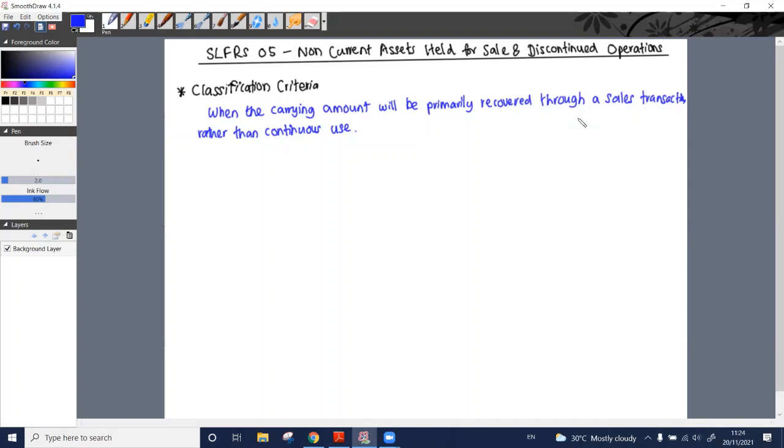We are expecting to sell that asset rather than use it further. If our intention is to sell, we have a machine and our intention is to sell that asset and recover our carrying amount, not to continuously use that particular machine. If so, we consider it under this particular standard. That is the classification criteria.